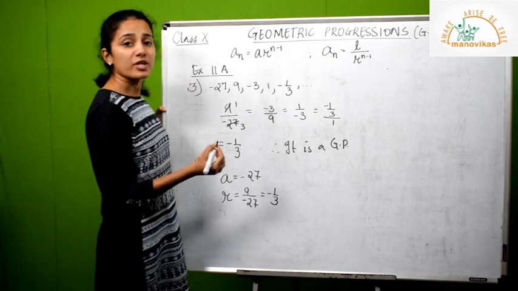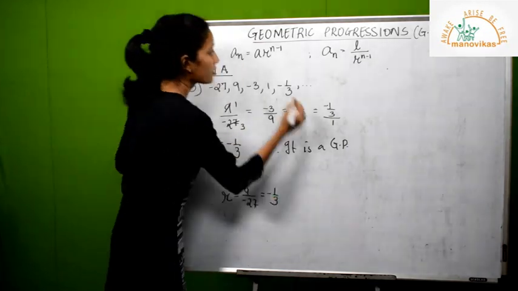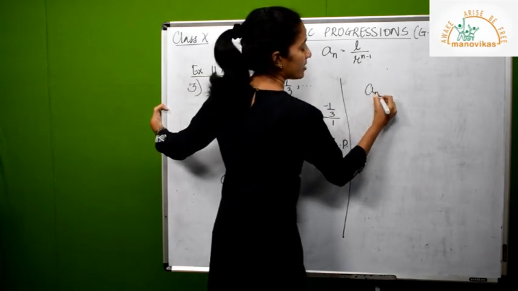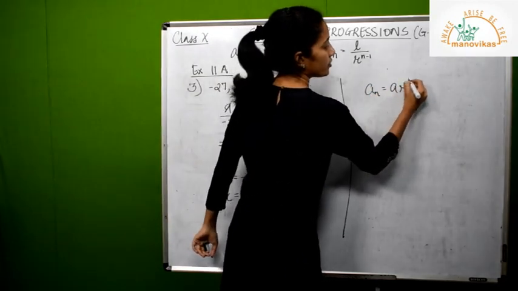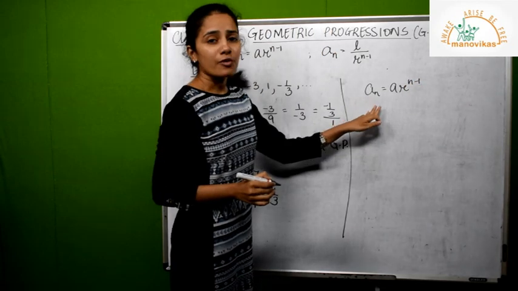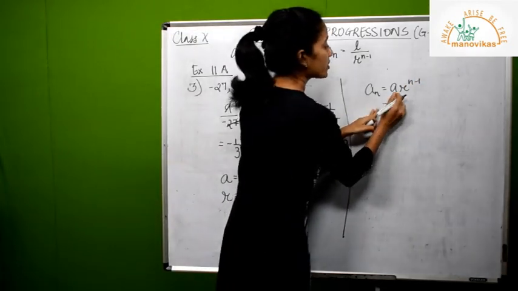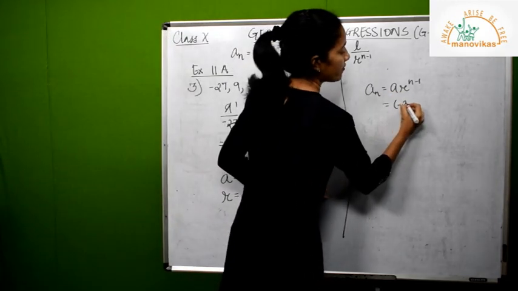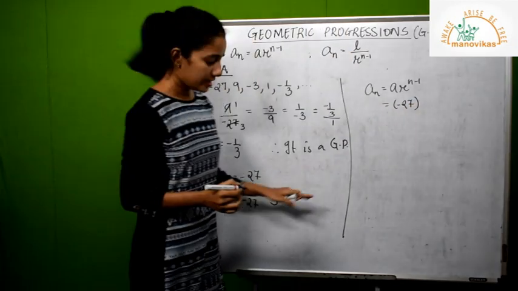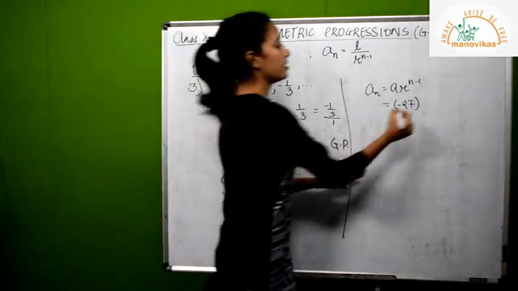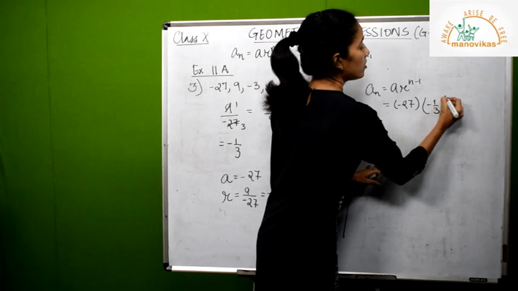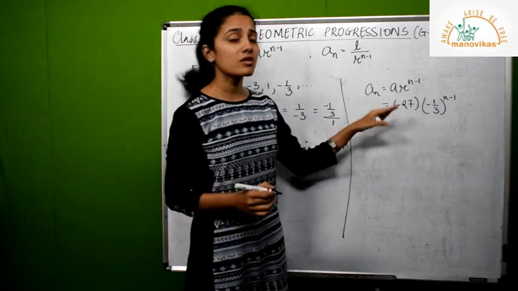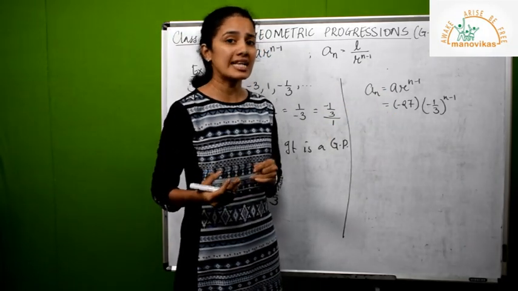The next thing is you have to calculate the nth term. The nth term we will be using this formula. So you have an is equal to ar raised to n minus 1. Nth term meaning we have to find, you will substitute for a and r. So a is negative 27, r is negative 1 upon 3, the whole raised to n minus 1. Now in geometric progressions we will be using the laws of indices that you have learned in class 9.